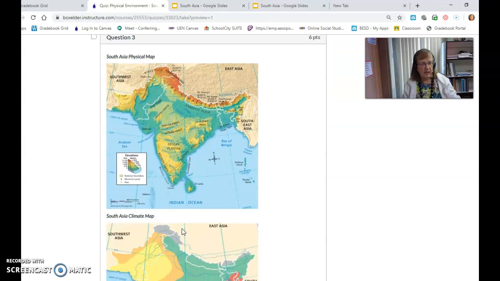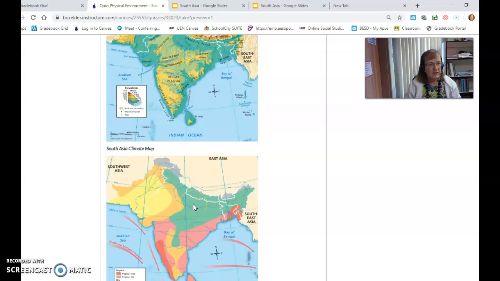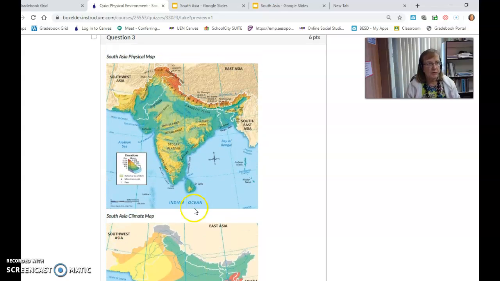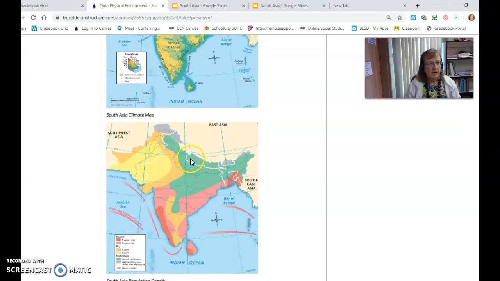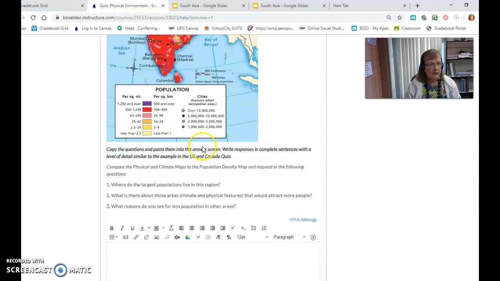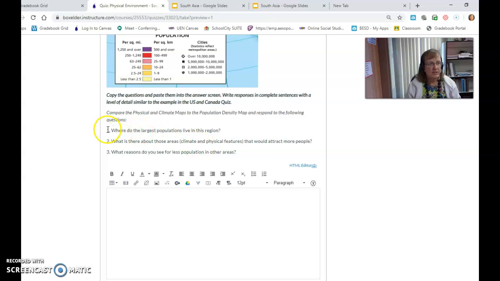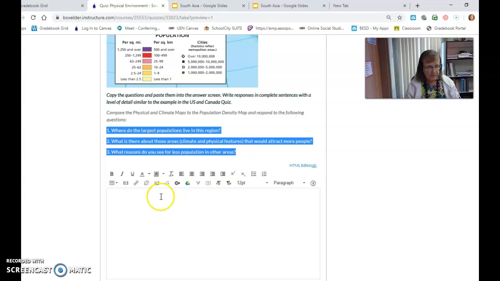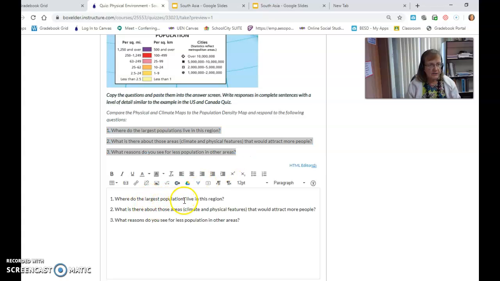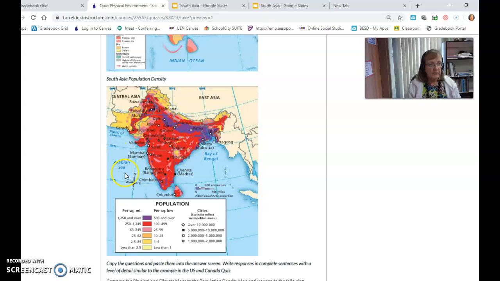Now, the big issue that made me want to do this, besides seeing the map resources, is a few of you are really struggling with this idea. So we have 3 maps here: the physical map, the climate map, and the population density map. The 3 questions are, where do the largest populations live in this region? So let's do that one first. I'm going to copy the questions over here and then answer the first one. So really, almost all of this area is very heavily populated, but the darkest purple area is the most populated. So if we were to describe that, I'm not looking for the name of a city. I'm looking for a description of this populated area.